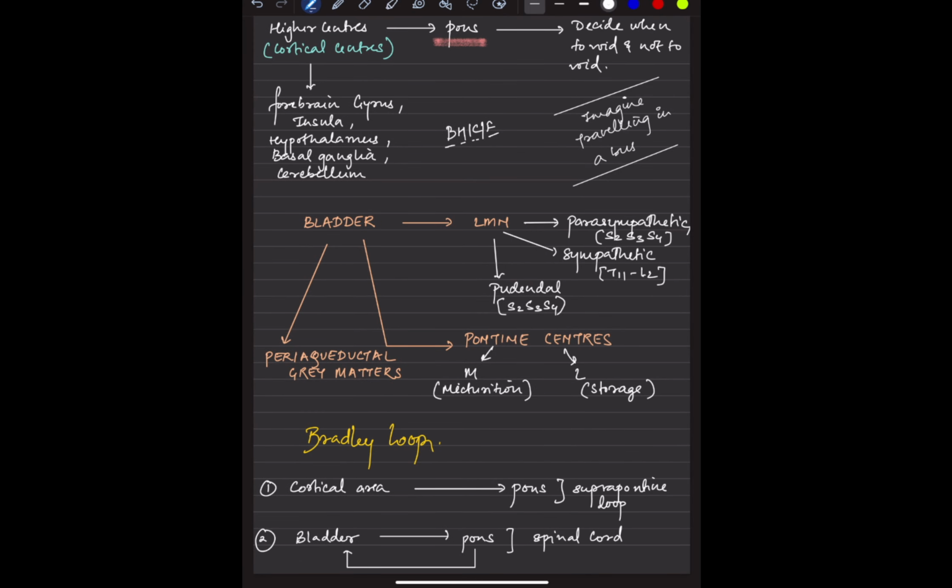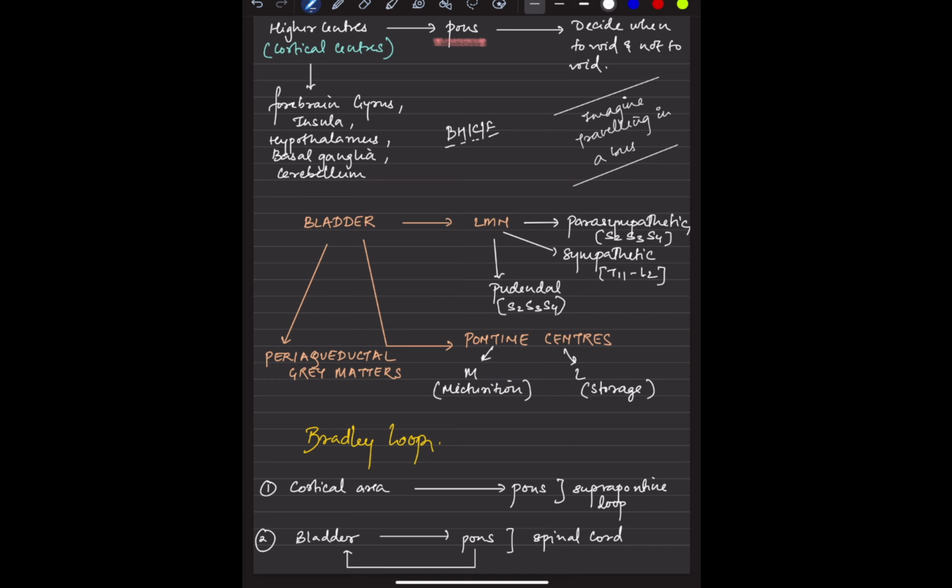Then I talked about the higher center deciding when to void and when not to void. So imagine traveling in a bus. Even if you have the urgency, you have this urge, but you will not void. That is mostly because of the higher center. Then there is this Bradley loop. Remember the name. There are 5 components to it.